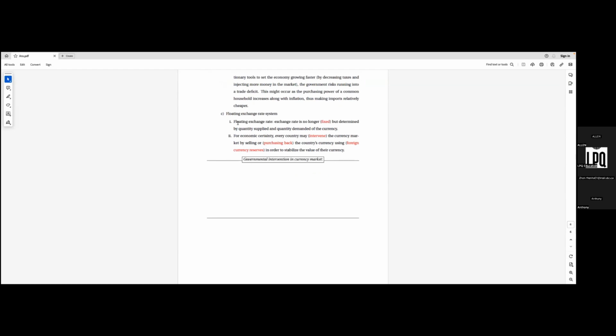Okay, so what we're doing today is called a floating exchange rate, no longer fixed. So the last example here. Remember this: an appreciated currency is not necessarily a good thing.